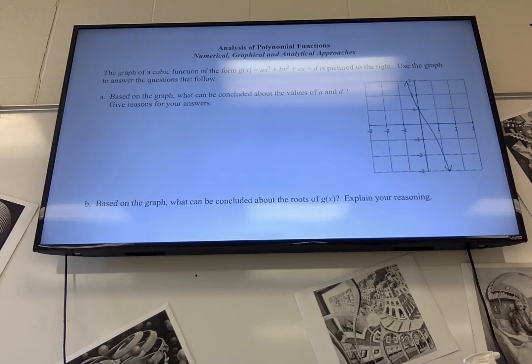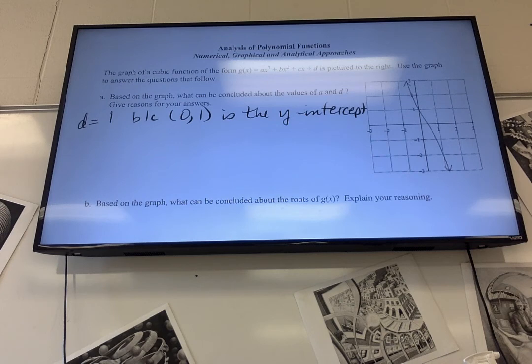On A, based on the graph, what can be concluded about the values of A and D? D is the y-intercept. So what would D be in this problem? 1, because (0, 1) is the y-intercept. And the constant of your equation is always the y-intercept. Okay, somebody else, tell me something about A.